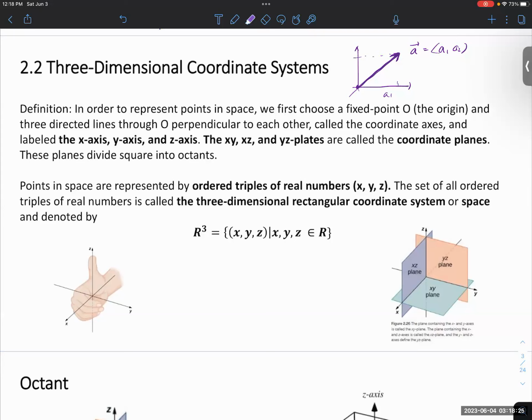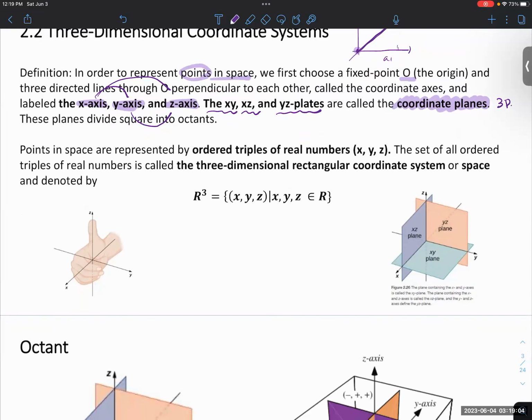In order to represent points in space, you're always going to consider the origin, 0, 0, 0. And now we are going to deal with three variables. So we have an x-axis, y-axis, and z-axis. Depending on the combination, you could have the xy plane, the xz plane, and the yz plane, three different planes. We call these coordinate planes in three-dimensional space.